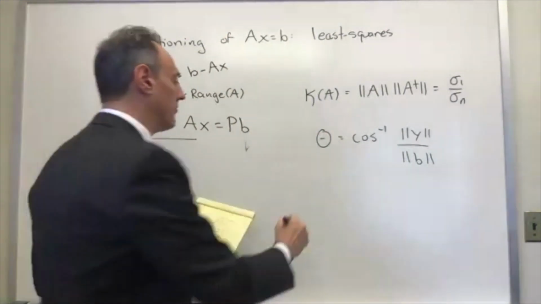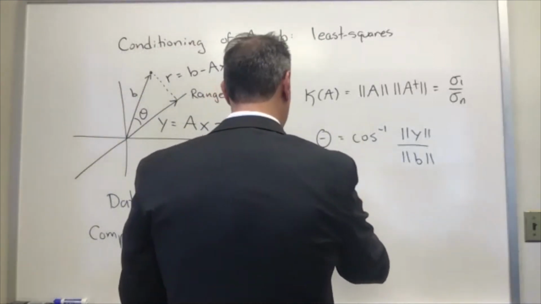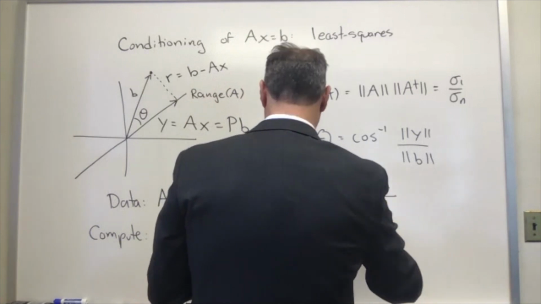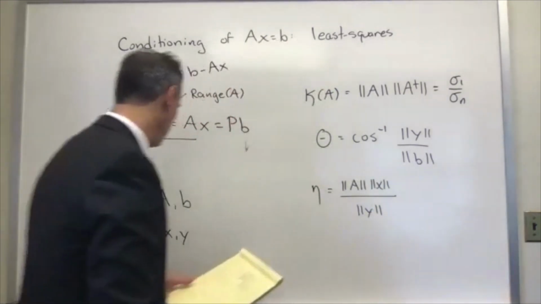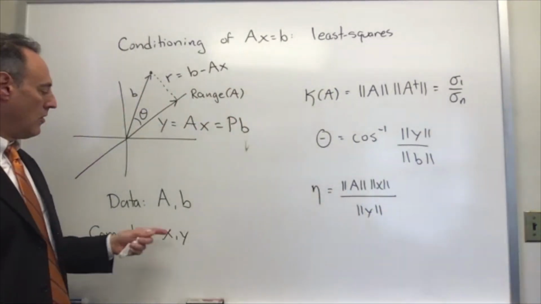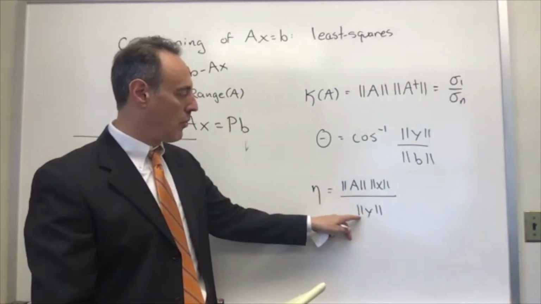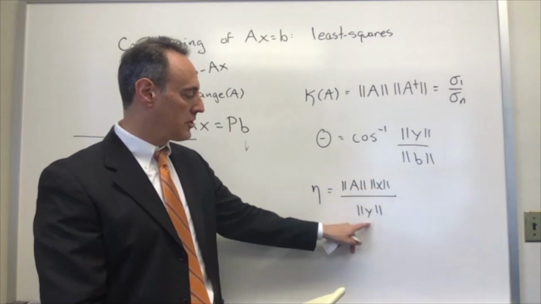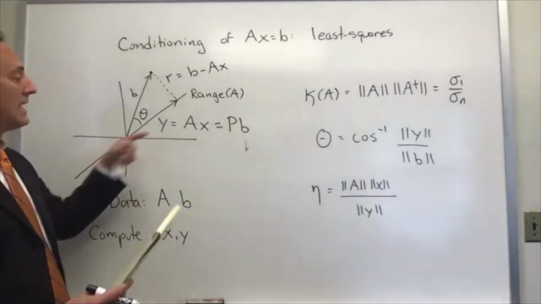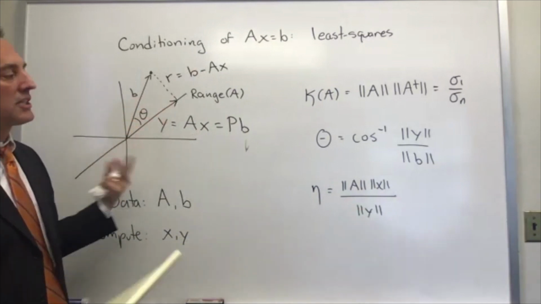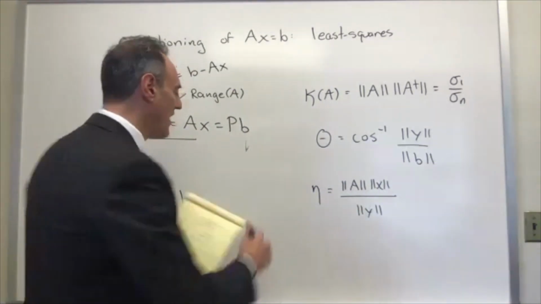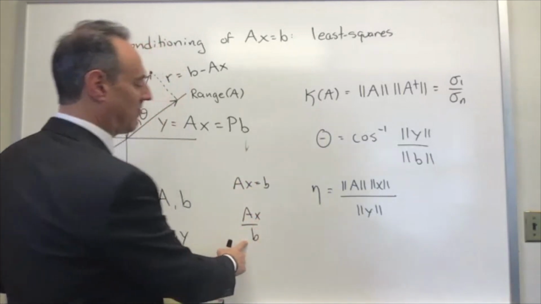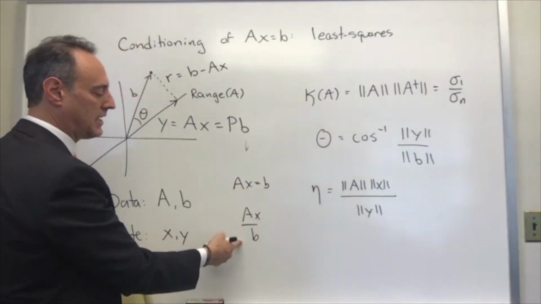One further quantity we'll define, eta. And this is going to be the ratio of AX over Y. So this is going to be the matrix norm, the norm of the solution divided by Y, which is A times X, right? It's your approximation to b. So in other words, one way to think about this is you're doing Ax equals b, and you're computing essentially the ratio of this side versus this side here.